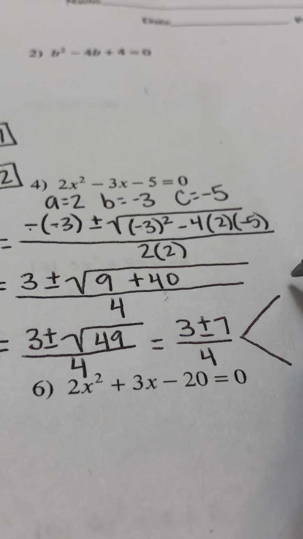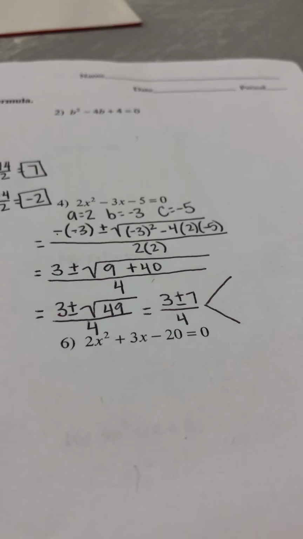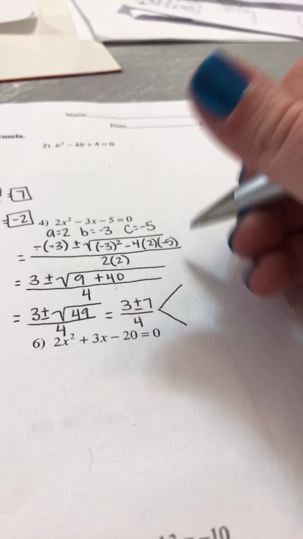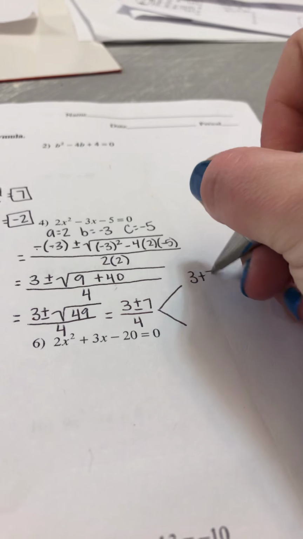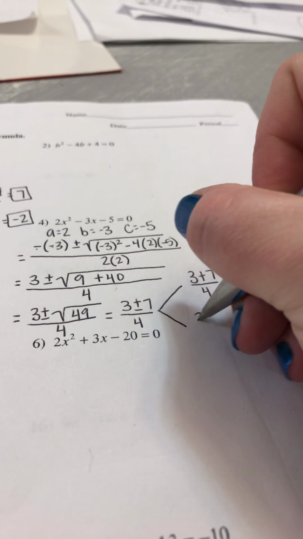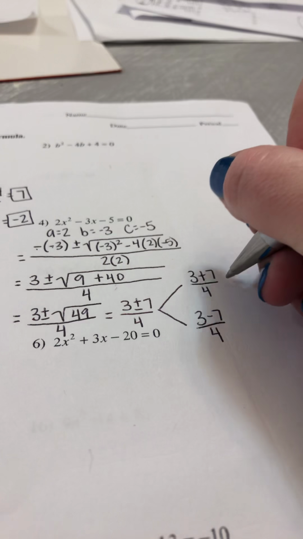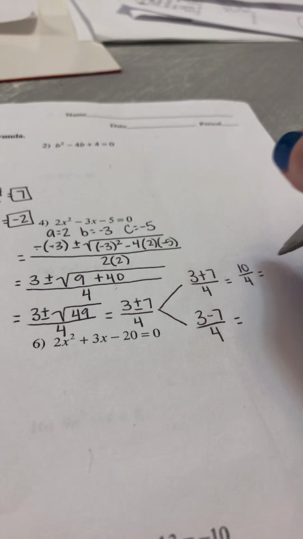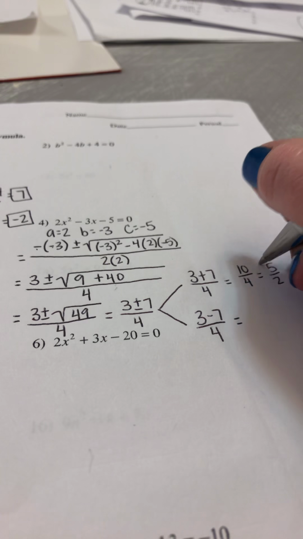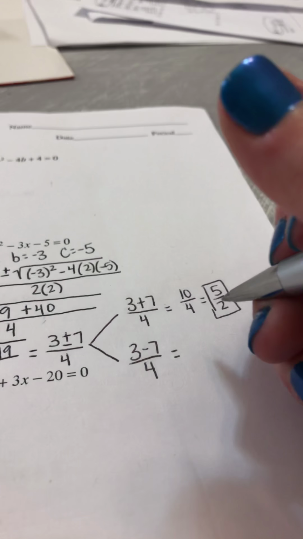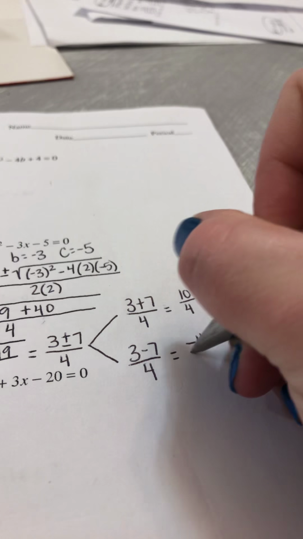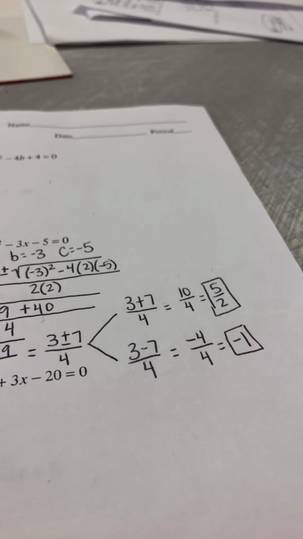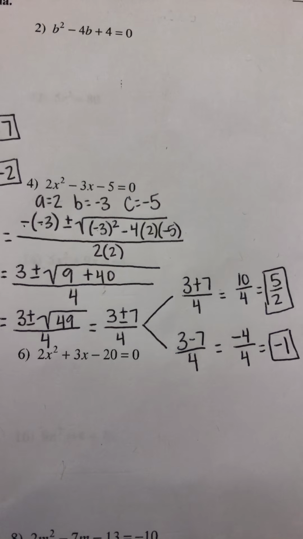And I'm going to split that up. Let me zoom out a little bit. To 3 plus 7 divided by 4, and 3 minus 7 divided by 4. This is 10 over 4, which simplifies to 5 over 2. This becomes negative 4 over 4, which simplifies to negative 1. So that is number 4.